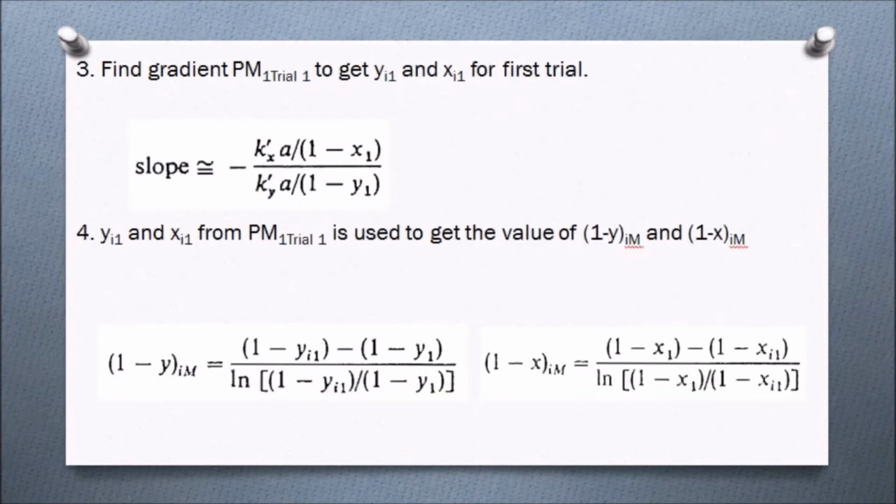Next, we need to find the gradient PM1 for trial 1 to get yi1 and xi1 for the first trial using the formula. And next, the values of yi1 and xi1 are used to get the values of 1 minus ym and 1 minus xim by substituting the values into the given formula.